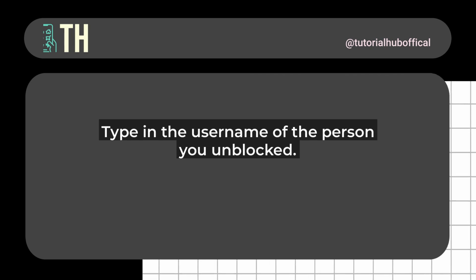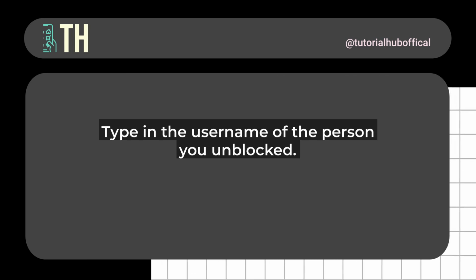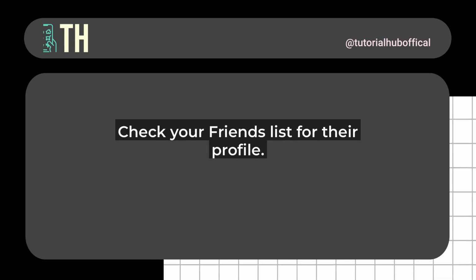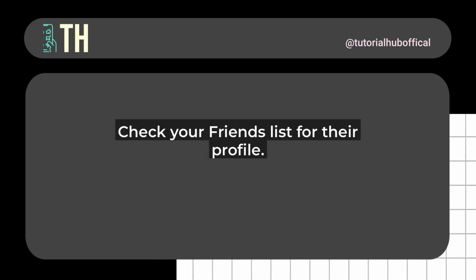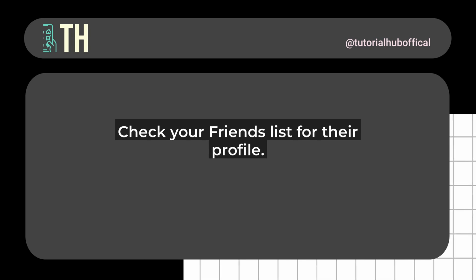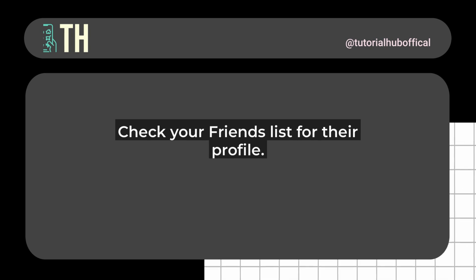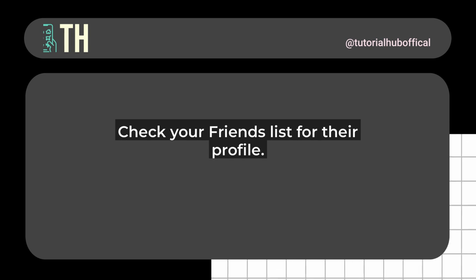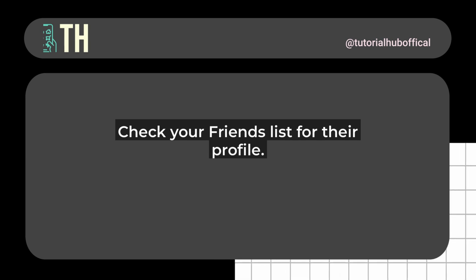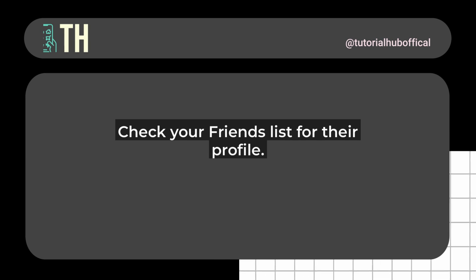Remember, unblocking someone restores their ability to appear in your searches, but it might take a minute for everything to sync up. If they don't show up right away, don't panic. Go to your friends list by tapping the profile icon in the top left corner, then select Friends. Scroll through or use the search function there to locate them.